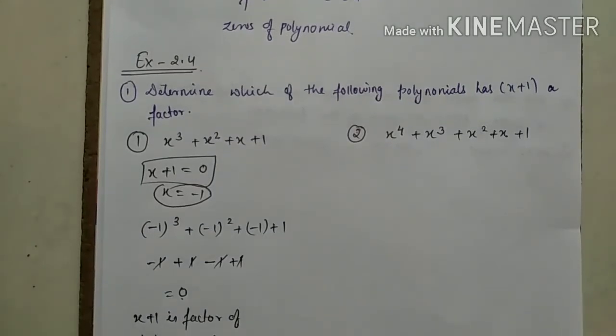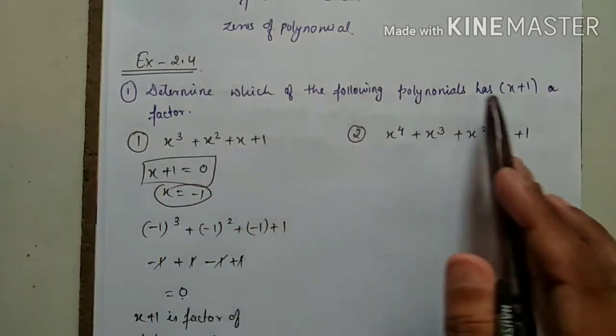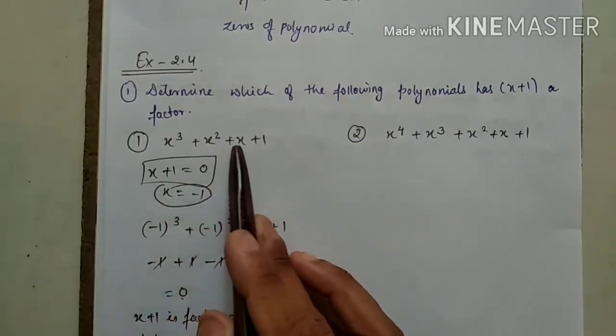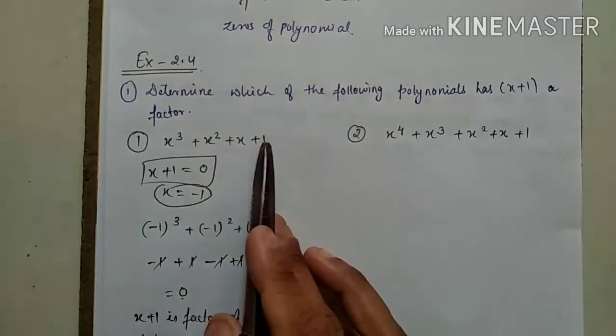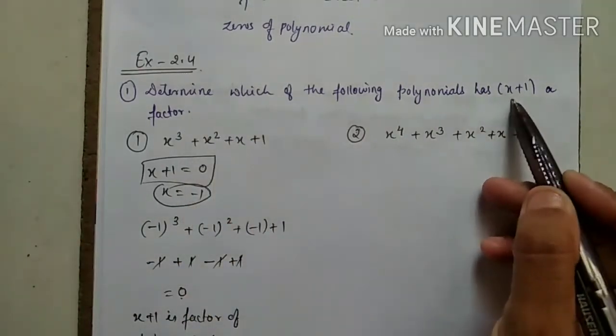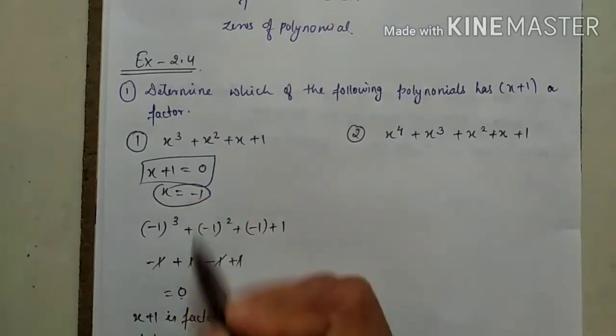Determine which of the following polynomials has x plus 1 as a factor. You have to determine. I am solving some questions here, and some questions I will give you as homework. You have to try by yourself. Okay. Now see, determine which of the following polynomials has x plus 1 as a factor. x cube plus x square plus x plus 1. This is your equation. In that, only a single factor is given. You have to put this factor in one by one and check whether it is a factor or not by getting 0.